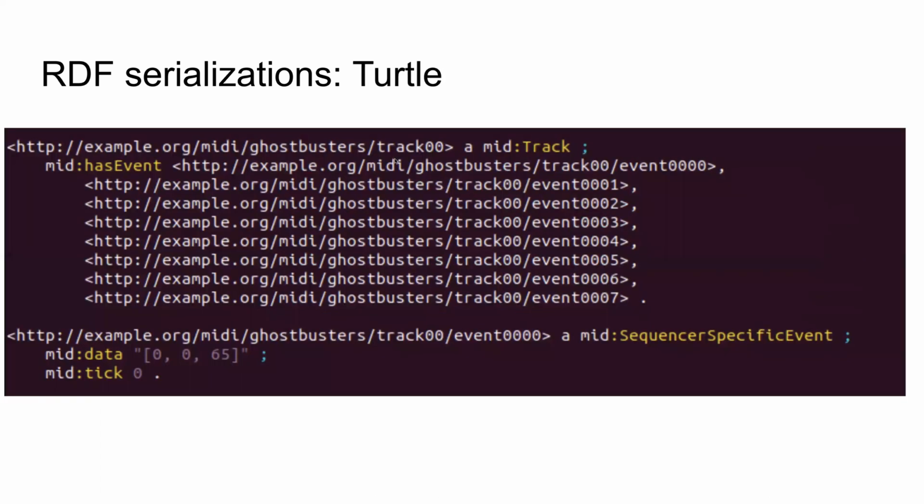Turtle represents the same information. So we are looking now at formats that are representing the same information. And here you see, okay, we have a track that has a certain number of events, and then a specific event. So this is subject, predicate, object, and this is the shortened version. Turtle allows you to shorten the representation of the triples. We go into that in a few slides.